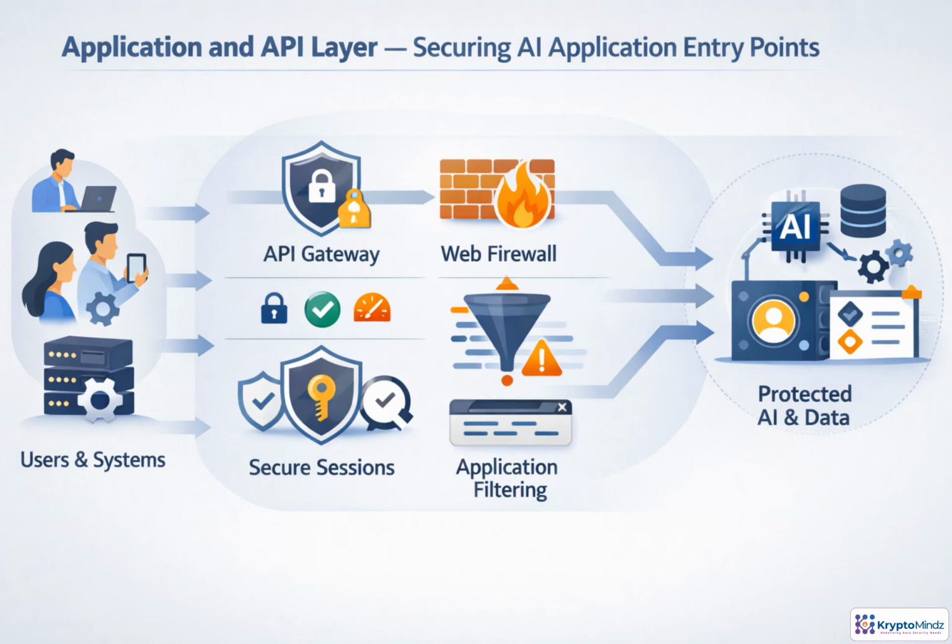At the application and API layer, every request should be treated as untrusted until it is verified. The API gateway confirms identity, checks permissions, validates request structure, and limits abuse through throttling. Web firewalls and application filters look for malicious payloads, prompt injection patterns, and abnormal traffic. Secure session controls protect tokens and prevent unauthorized continuation. Only after these checks should prompts, tool calls, and integrations reach AI services or sensitive data.